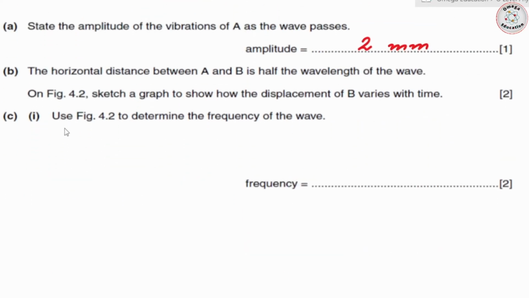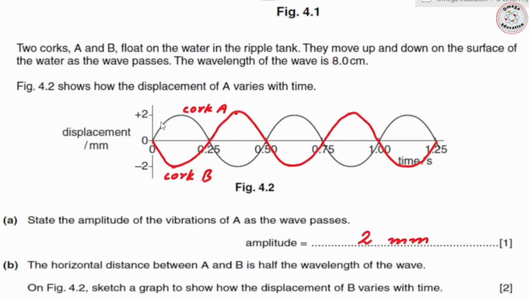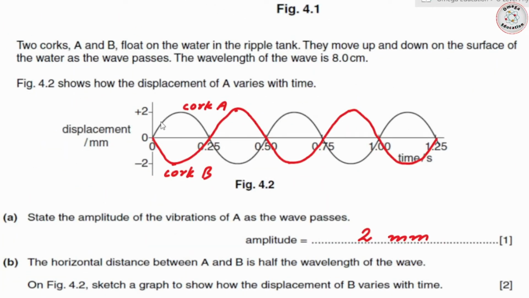Anyway, moving on to the part C. Use figure 4.2 to determine the frequency of the wave. So we need to find the frequency of the wave. That is kind of an easy one. Once you're provided with the displacement time graph, you can easily find frequency.